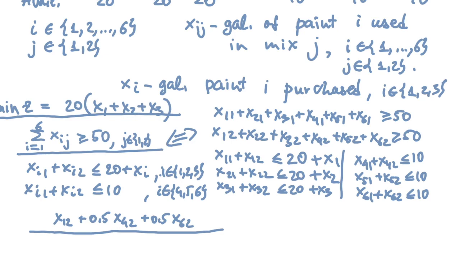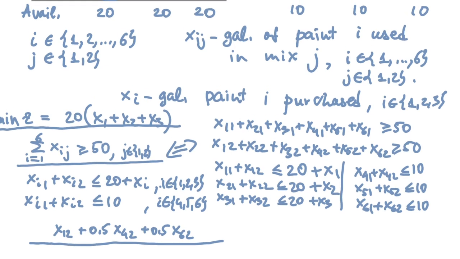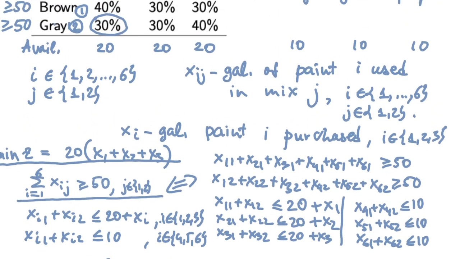And the total amount of the gray mix is something that we already determined before when we wrote down this constraint right here for the demand. So it's given by the summation of all xi2s for i between 1 and 6.